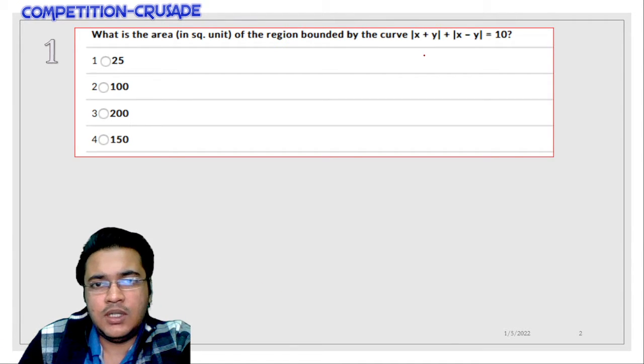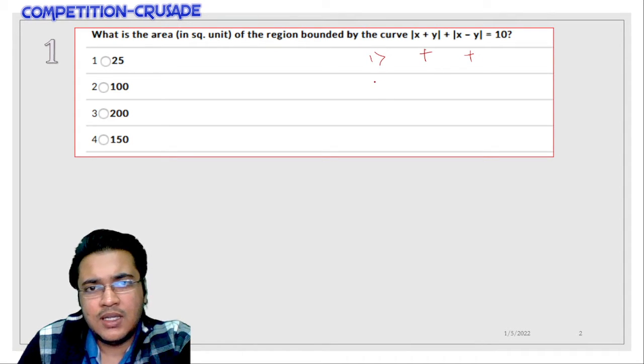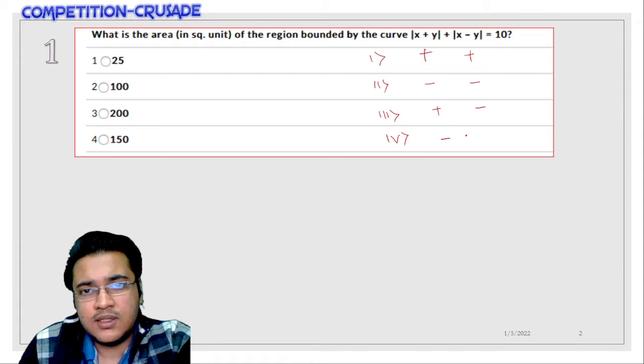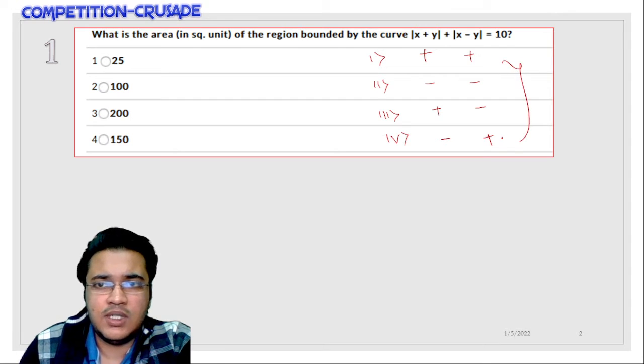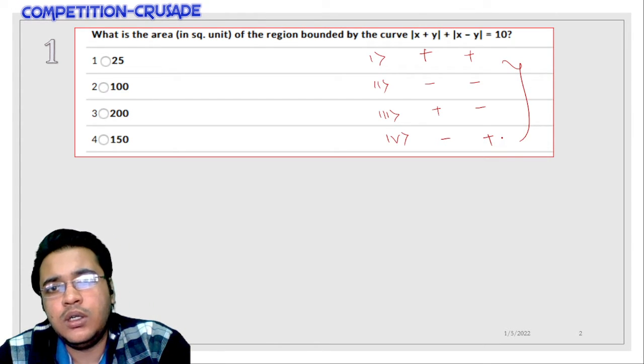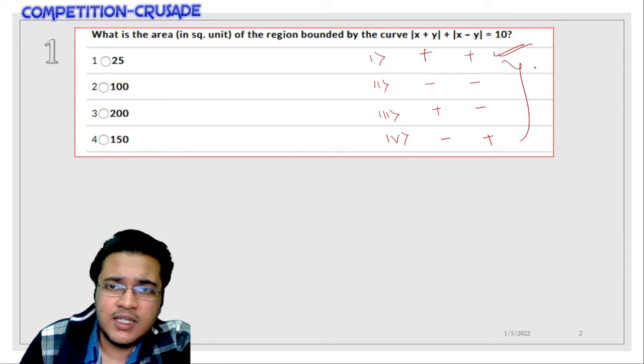So let's say there will be conditions. In one condition, this is positive, this is positive, this is one case. The second case is this is negative, this is negative. The third case can be this is positive, this is negative, and the fourth case is this is negative, this is positive. So these are the only four cases which are possible for these two operations. Okay, so let's say I take the first case and the second case.